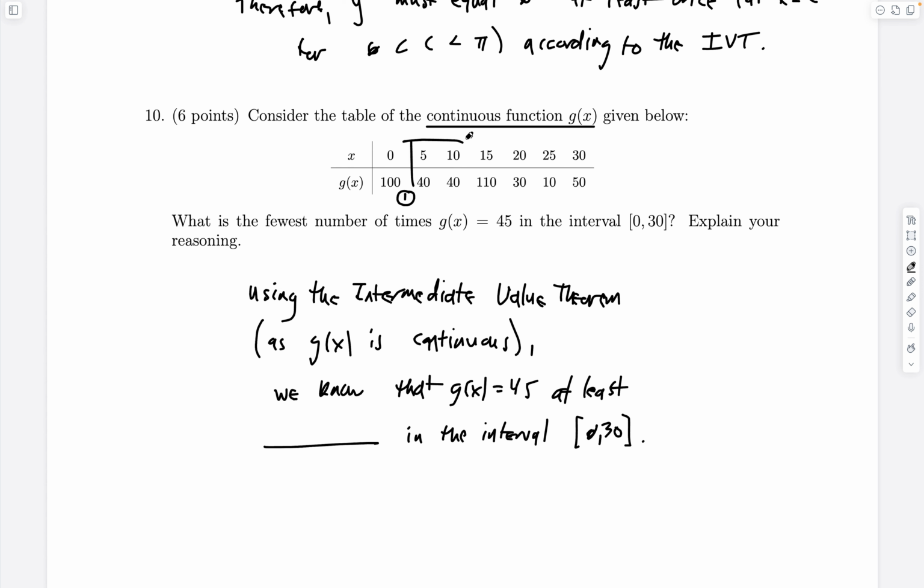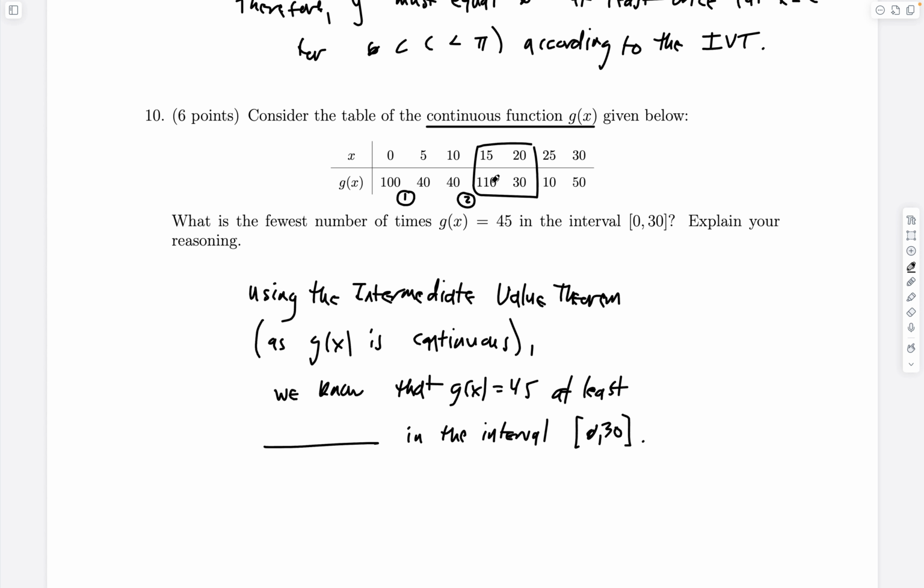Then I look at the next piece and I say, oh, I went 40 to 40. Well, 40 to 40 can't guarantee anything. It didn't go above 45, didn't go below. It looked like it stayed flat, even though maybe the graph did something else. It might have, but I can't guarantee it with the intermediate value theorem. These would have to have 45 in the middle. So that's out. 10 to 15, I go 40 to 110. Yes, I pass 45. 40 up to 45 up to 110 for sure happens. That's at least another time, so I'm at 2 now.